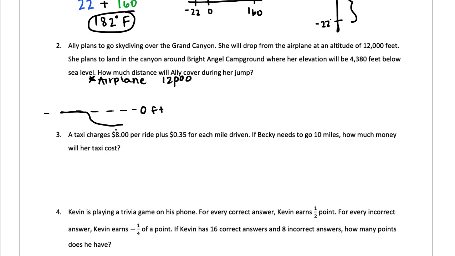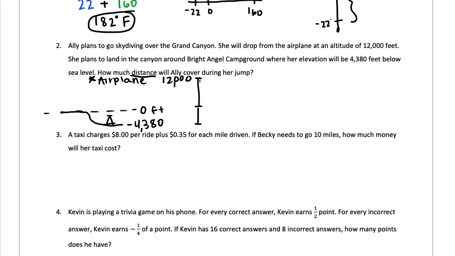And then she ends up at her campground. Her little tent might be set up down here, and she's going to end up at negative 4,380 feet below sea level. And they asked, how much distance will Allie cover during her jump? So it's kind of similar to that temperature problem we just did. We're trying to figure out, she went all the way from up here at 12,000 feet above, and she made it to the surface or the sea level at 0 feet. But because it's a canyon, it's open below the sea level, and she had to go another 4,380 feet to get down all the way to where she landed.